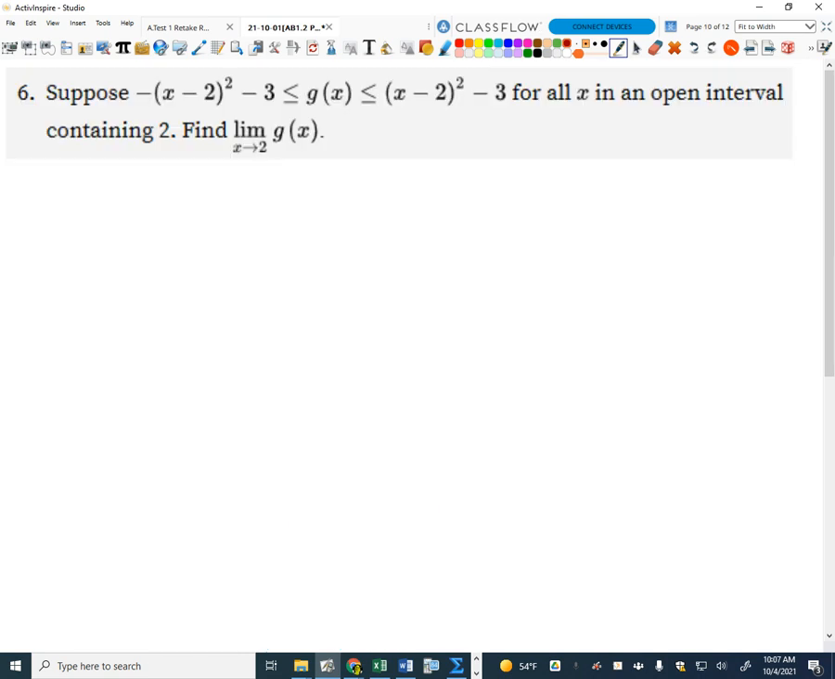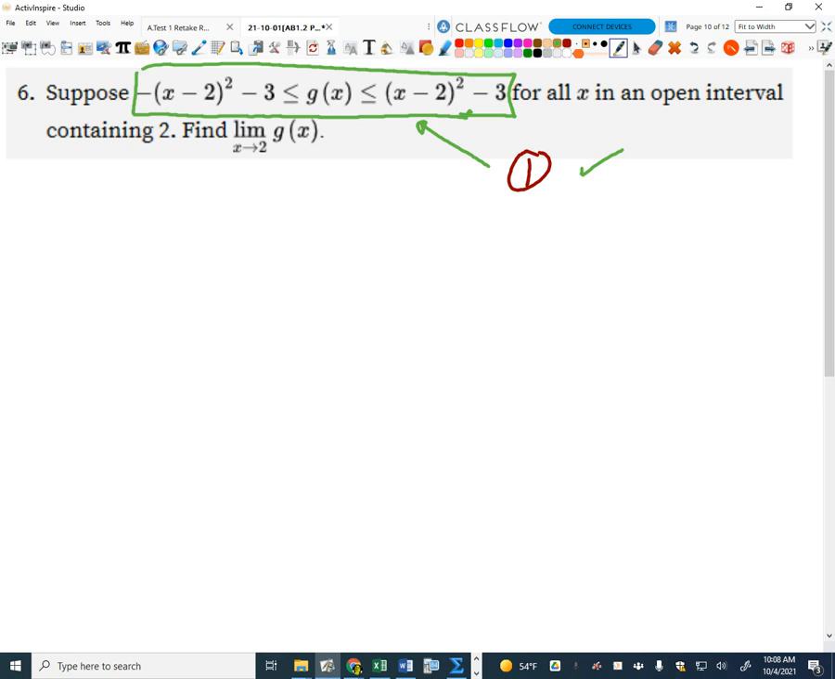Okay, so do we meet those criteria? Do we meet the first criterion? Is g of x between the bottom function and the top function? It says it is, right? It says it is right there. So criterion 1 is met based on that statement right there. Everybody get that?